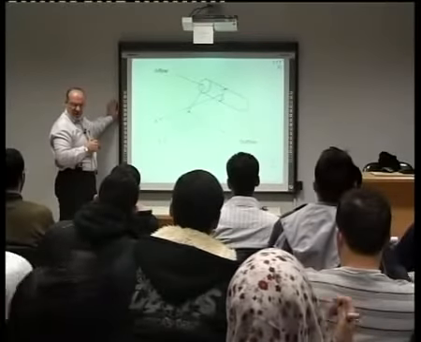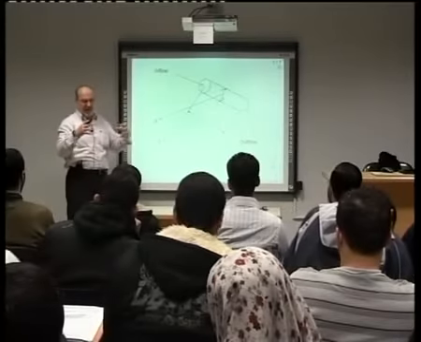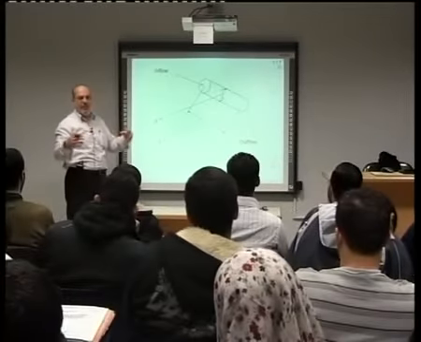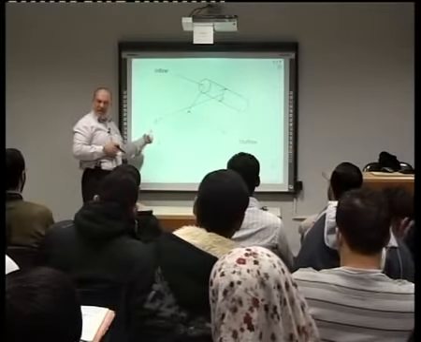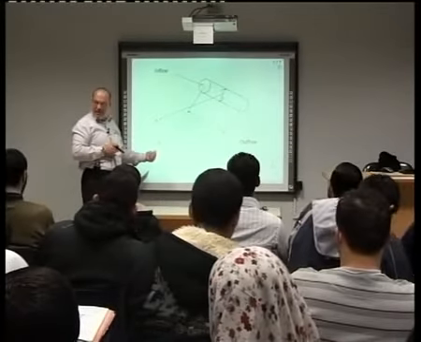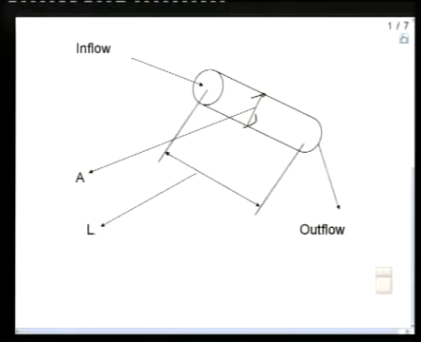Are you ready? Okay. Now, I have a hollow pipe open from both sides. That pipe has a cross-sectional area A and a length L. Okay? And I allowed water to flow from inside the pipe. Okay? So I will have water inside. This is, we call it inflow, right? And this water, of course, will come here. That will be outflow. Okay?